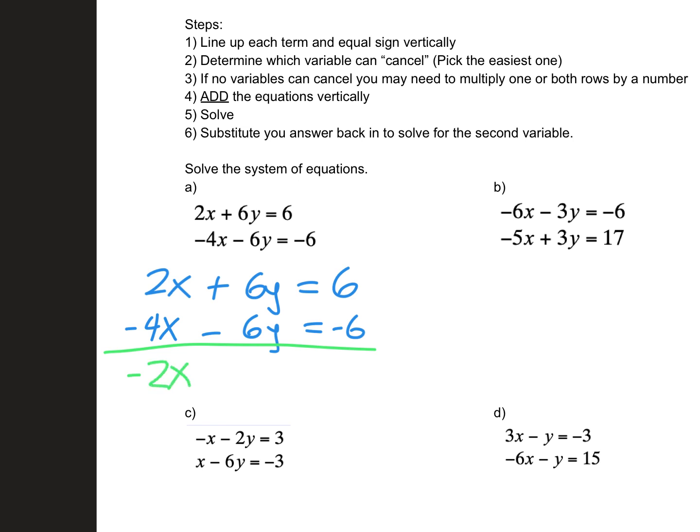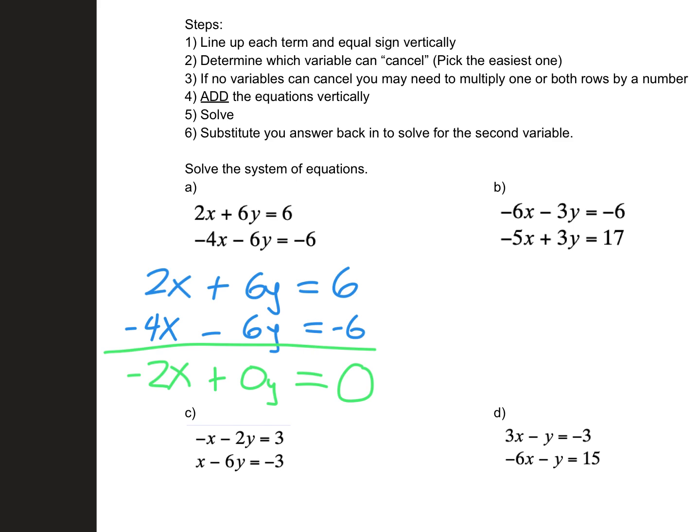Then we said that we had 6y minus 6y, and those add to 0, so I don't need to write anything. You could write plus 0y, but you don't have to. And then this will equal 6 minus 6, which is also 0. Now, I do need to write this 0 because I need something on that side of the equation, okay? So this is what we are left with. For the sake of completeness, I will just put in here plus 0y.